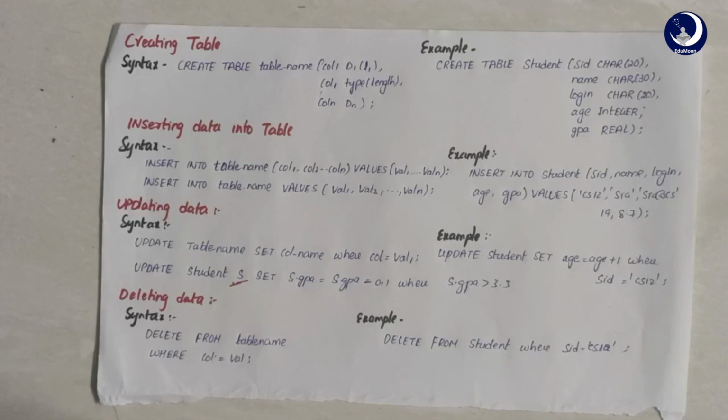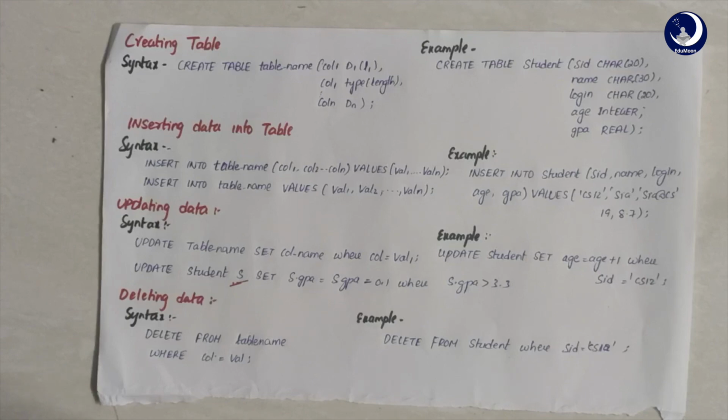For example, create table student of SID char of 20, name char of 30, and so on to GPA. Here SID, name, login, age and GPA are the fields or the column names, and char of 20 specifies that SID takes a character value whose length is less than or equal to 20. This is how we create a table in our DBMS.